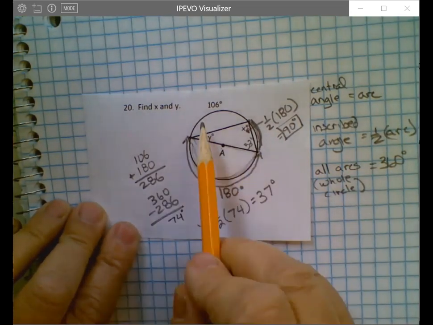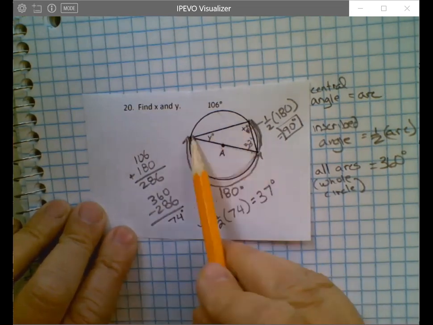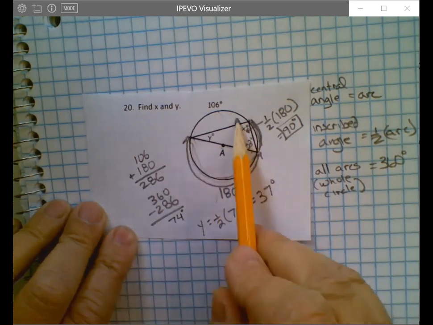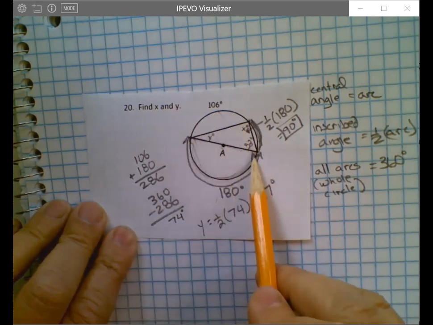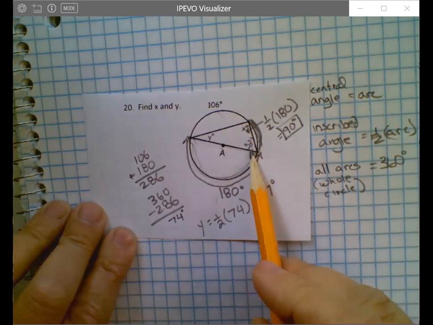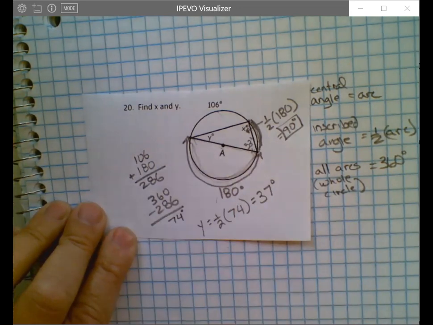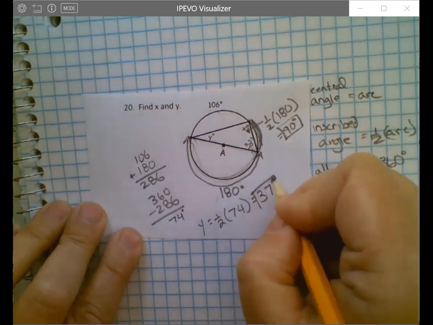Notice if we had just taken half of 106 to get 53 here, we could also add up the three angles in the triangle to 180. So we could say 90 plus 53 is 143. Subtract that from 180 and we get 37. So there are multiple ways to do it.